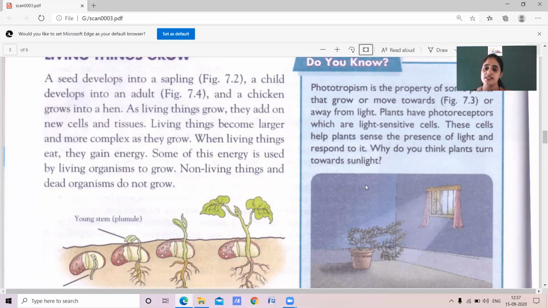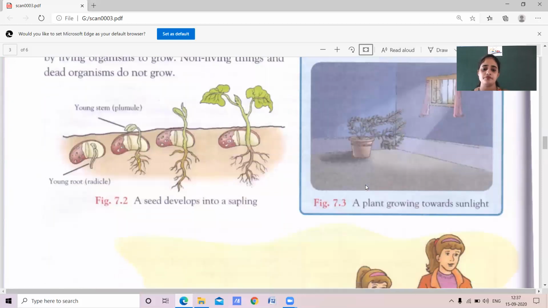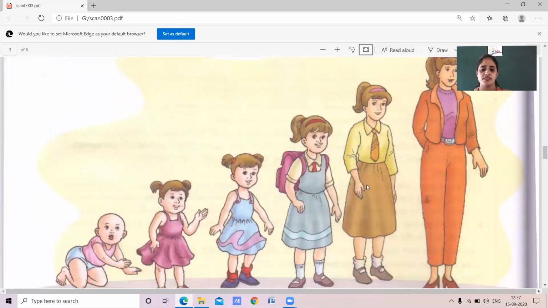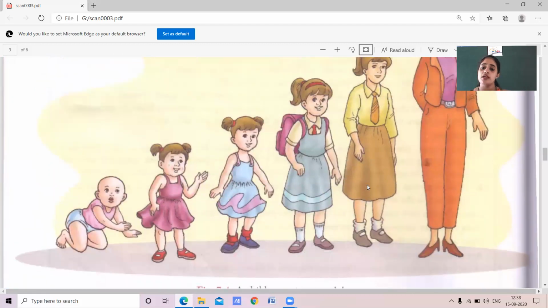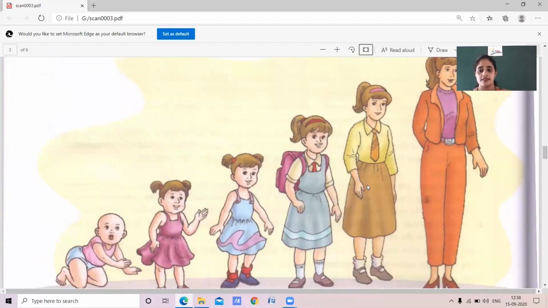Okay, come to the second characteristic. See here, in the picture, a child shows gradual growth and becomes an adult. So this is the growth that takes place in human beings.